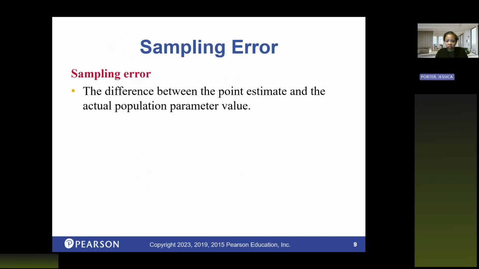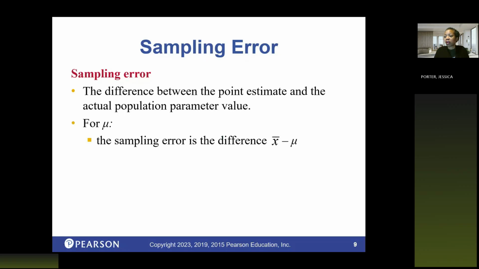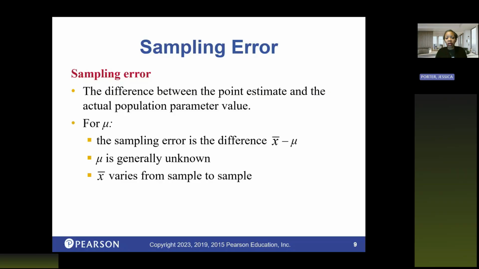So sampling error is the difference between the point estimate and the actual population parameter value. The sampling error is the difference of X bar and mu, the population mean. The population mean is generally unknown, and X bar, or the sample mean, varies from sample to sample. So let's look at question 5 and see how this is going to present itself.